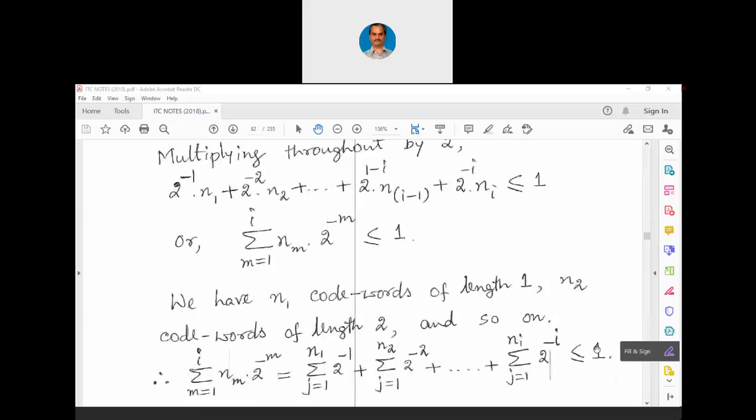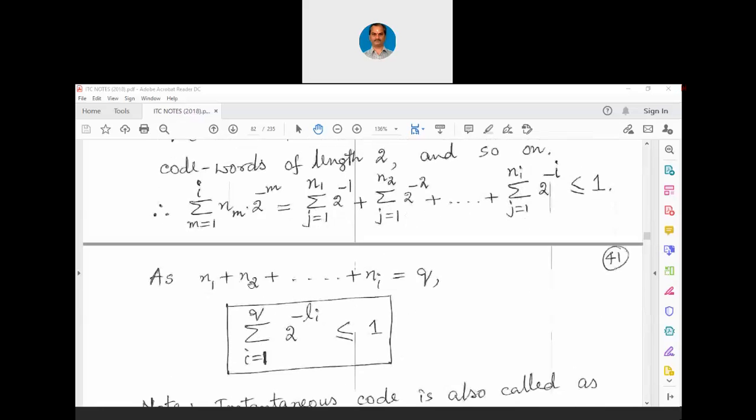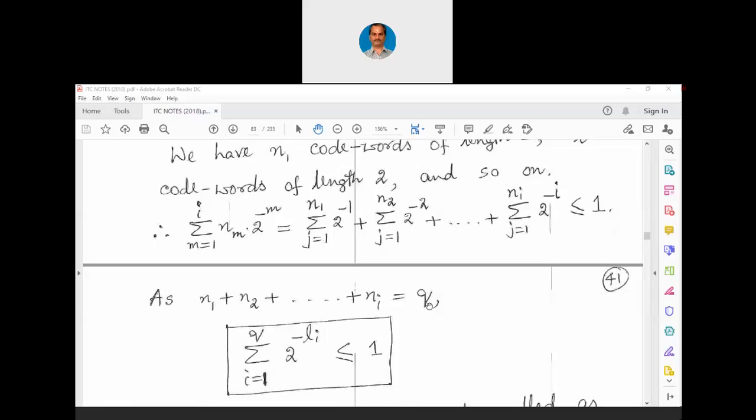And we know that this is nothing but less than or equal to 1 from the expression which is mentioned above. So what is this now? We took one intermediate variable as j purposefully because we want to have an expression for this LHS. Now we have this particular expression which is in the middle. Now the one which is in the middle is, as n1 plus n2 plus up to ni is nothing but q, we can simply write it as summation of I equals 1 to q of 2 power minus li is less than or equal to 1. Now this way the Kraft inequality is satisfied.